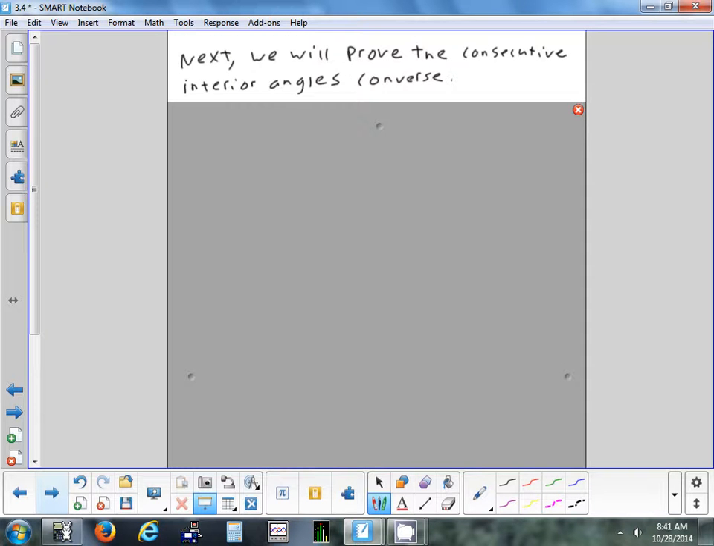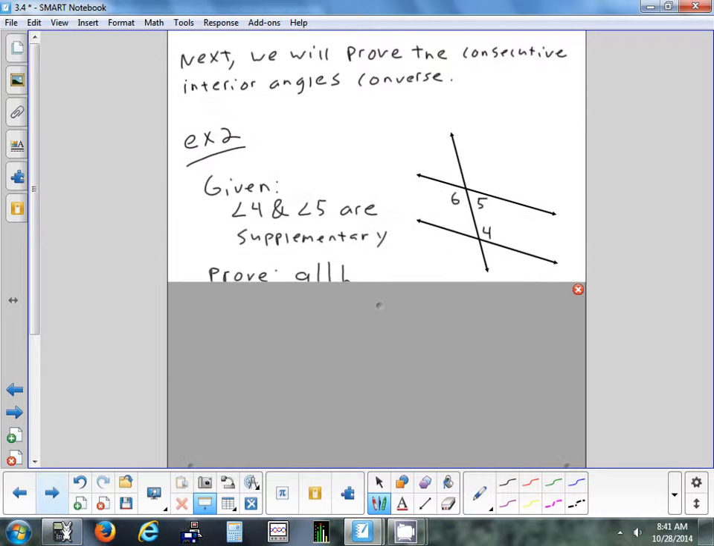Okay, the consecutive interior angles converse. This one doesn't say if the consecutive interior angles are congruent. It's if they are supplementary. What number theorem is this? This one was theorem 3.9. All right. So I'm giving you that 4 and 5 are supplementary. I want to prove that G is parallel to H. Now you have two ways to prove G is parallel to H. Either you end up with corresponding angles congruent, and you can use that postulate, or you end up with alternate interior angles congruent. You're allowed to use that theorem now because we just proved it.